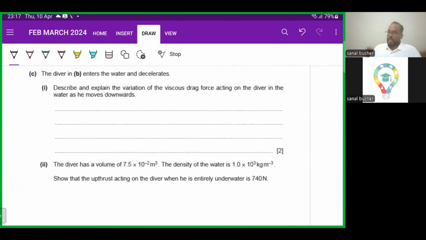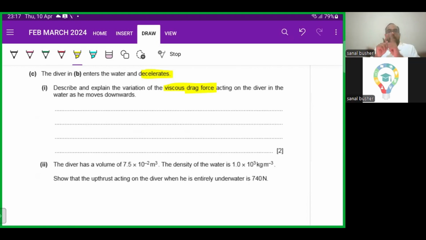Okay. Next question. The diver in B enters the water and decelerates. Describe and explain the variation of the viscous drag force acting on the diver in the water as he moves downward. Okay, so you need to explain the variation of drag force. You know that it is decelerating. So as the diver moves inside, what will happen? The speed of the diver will decrease.